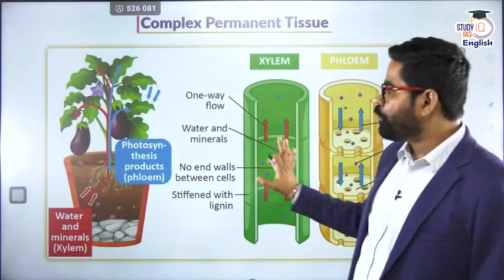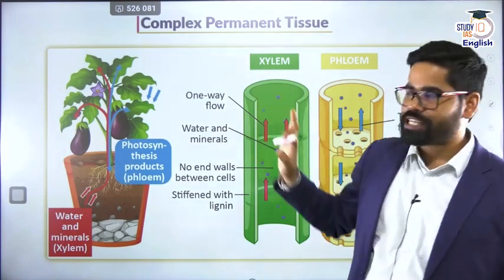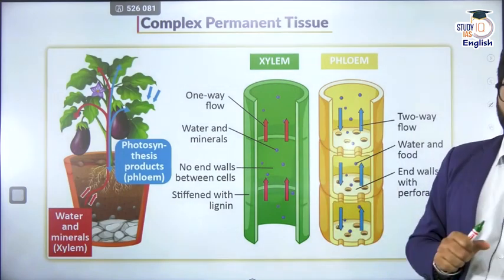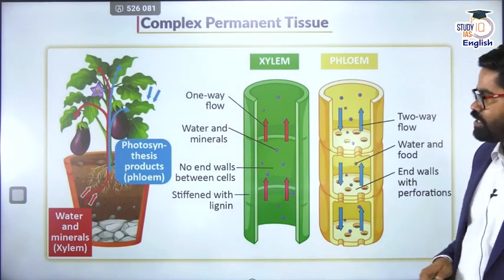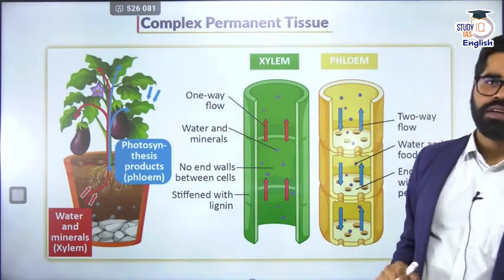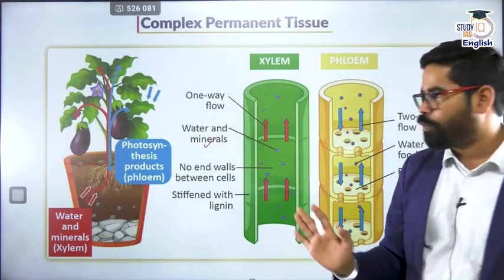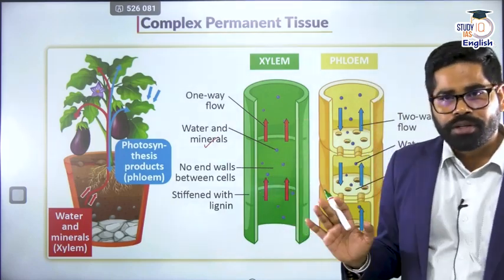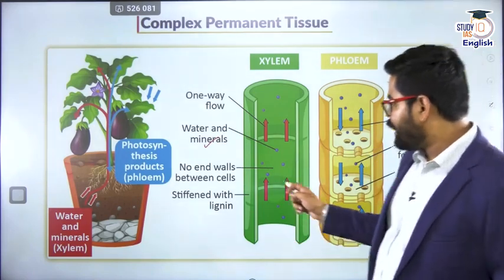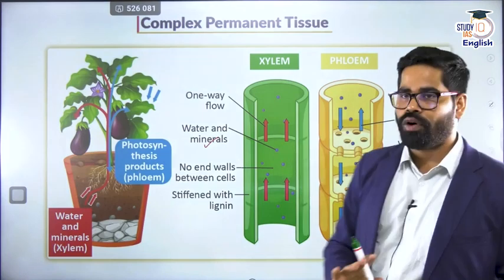Now we have two important complex permanent tissues, one being the xylem, the other being the phloem. Just see these structures. In the case of xylem, there is one-way flow of water and minerals. So water and minerals are transported by the xylem from the roots of the plants to the leaves. Now, there are no end walls between the cells.